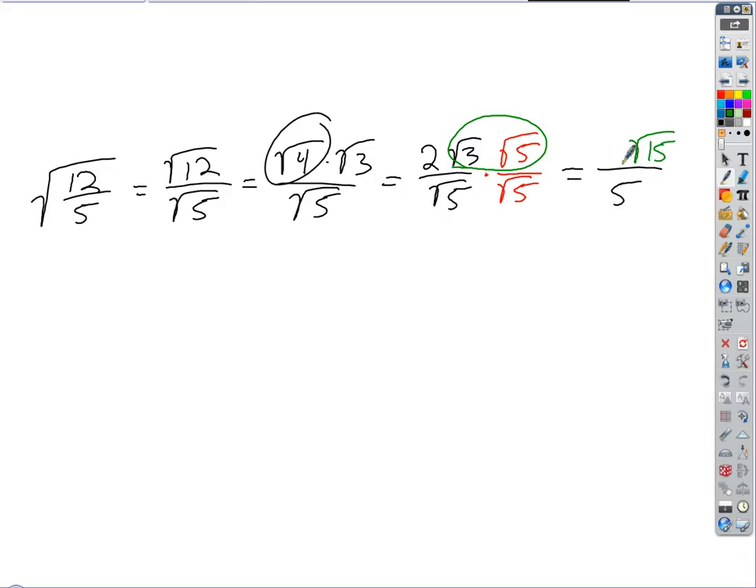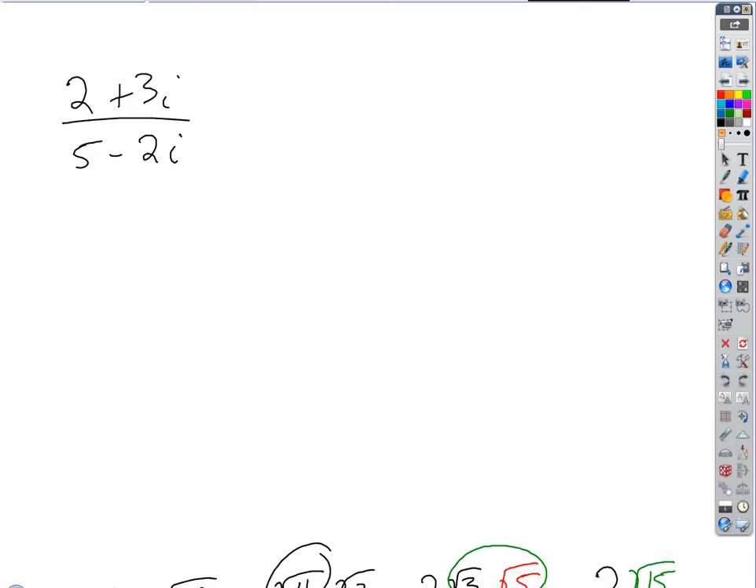And then out front, I've got that 2. And I can't really do more than that, can I? 2/5 doesn't reduce, and there's no perfect square factor of 15. So that's our answer, right? Only reason I did that is because what we had to do is get rid of something on the bottom. We didn't change the answer, we just changed the form of the answer, so we didn't have a radical on the bottom, right? With dividing complex numbers, it's kind of the same thing.